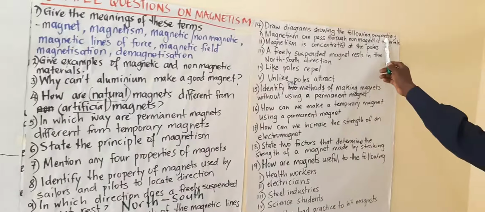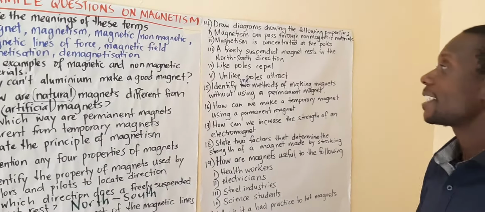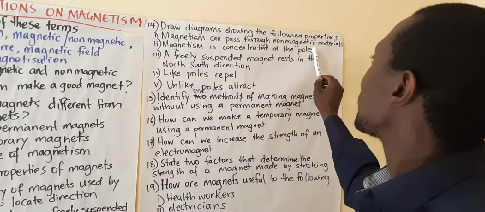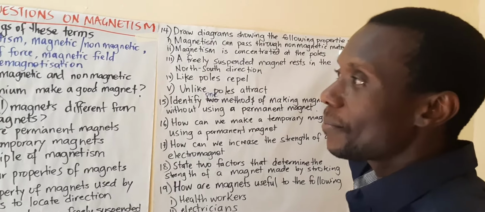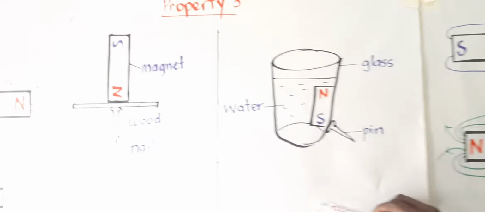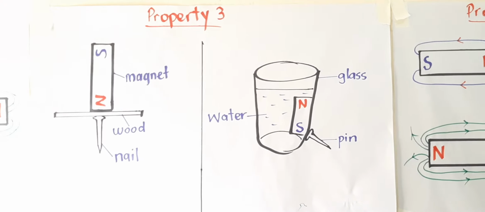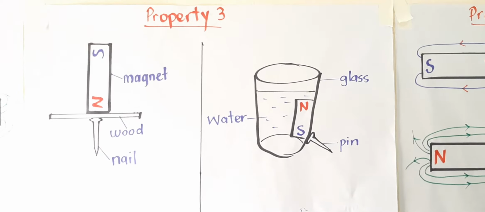Draw diagrams showing the following properties of magnets or magnetism. The first one is magnetism can pass through non-magnetic materials. We have got two illustrations. These are the illustrations we used in our earlier video where we were showing the properties of magnets.